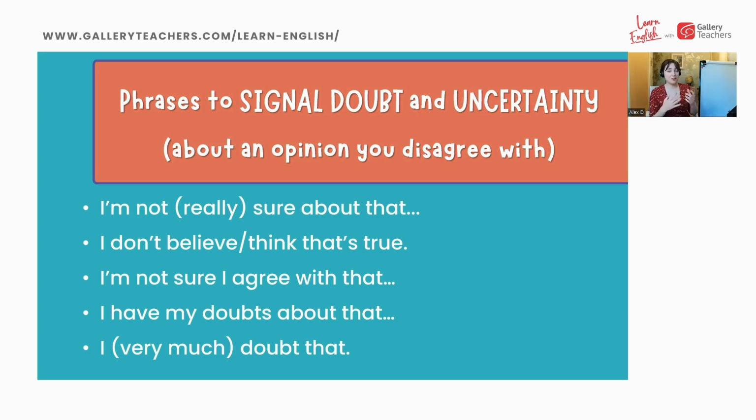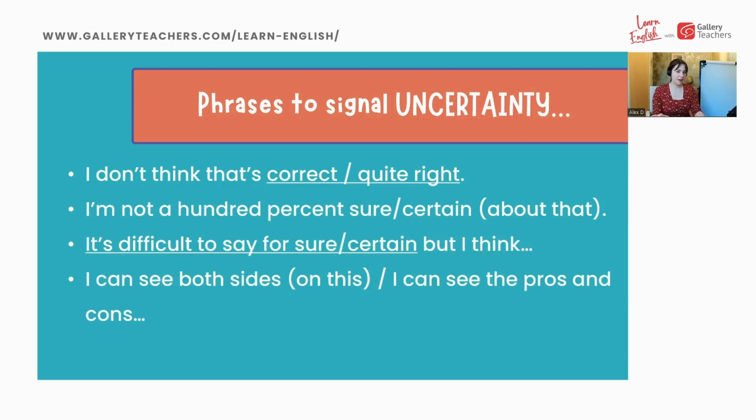So again, even if you don't feel that uncertain, if you want to soften your language, you can use some of these expressions. I don't think that's correct, or I don't think that's quite right, especially if the person is stating a fact that you don't think is correct. Another one, I'm not 100% sure about that, or certain. It's difficult to say for certain, but I think. And if you want to take a middle position, you can say, I see both sides on this. Or if it's about what's better, you can say, I can see the pros and cons of both.